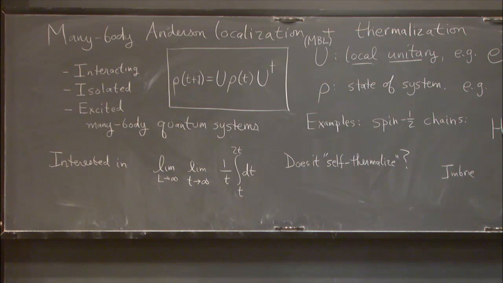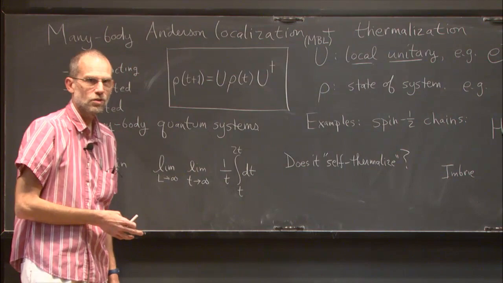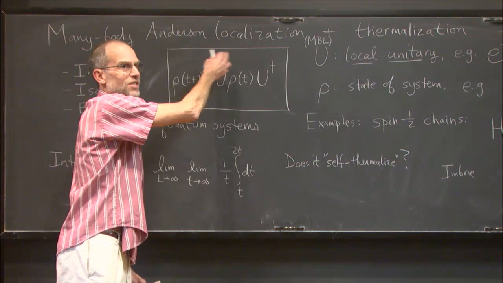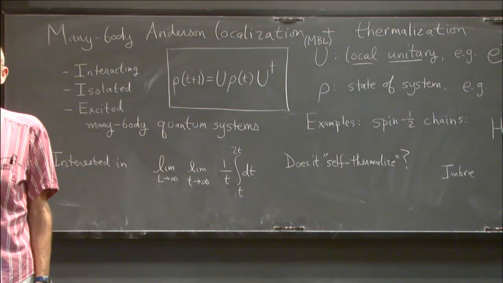So when we say the system thermalizes, we don't mean the full system goes to the Boltzmann distribution. What we mean is subsystems. We mean the full system acts as a bath and brings subsystems to states which are the same as what they would be at thermal equilibrium, because there is a bath, right?